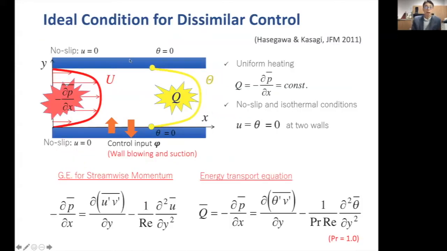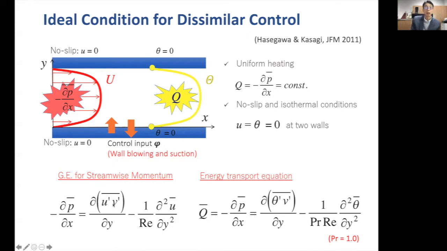So in order to make our problem simple, we consider fully developed turbulent channel flow, which is basically flow between two parallel walls, and the flow is fully developed and turbulent. And the flow is driven by a mean pressure gradient, and the flow rate is kept constant. And we apply a no-slip condition on the two walls. And for heat transfer, we also assume uniform heating, which corresponds to the uniform pressure gradient for the velocity field. And we assume that the temperature is zero on the top and bottom walls.